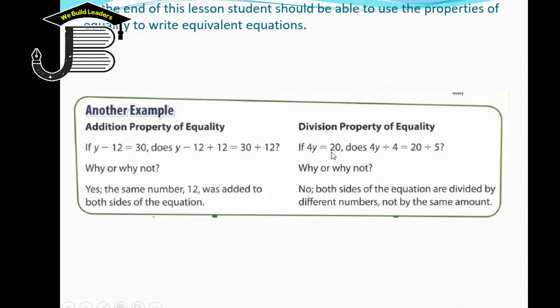If 4y equals 20, does 4y divided by 4 equal 20 divided by 5? You can see we divided both sides by different numbers. Here we divide by 4, and here we divide by 5. So 4y divided by 4 is not equal to 20 divided by 5, because both sides of the equation are divided by different numbers, not by the same number.